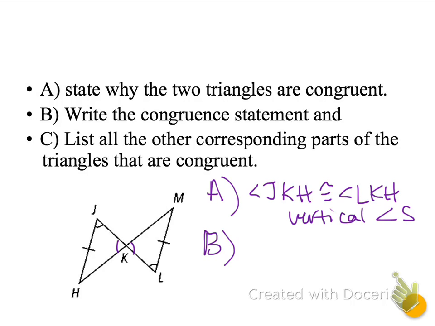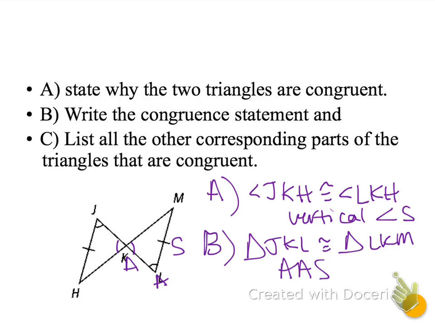Okay, so then B, we're trying to state that the two triangles are congruent. So triangle JKL is congruent to triangle LKM. And why are they congruent? Well, angle, angle, side. Okay, so we go angle, angle, side. That's why it's angle, angle, side. I'm going to erase those to do C.